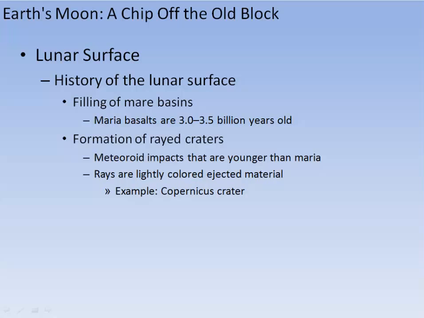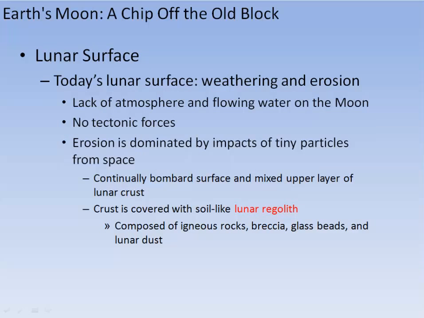The formation of rayed craters. Meteoroid impacts are younger than the Maria. Rays are lightly colored ejecta material. Examples: the Copernicus crater. Today's lunar surface, weathering and erosion.